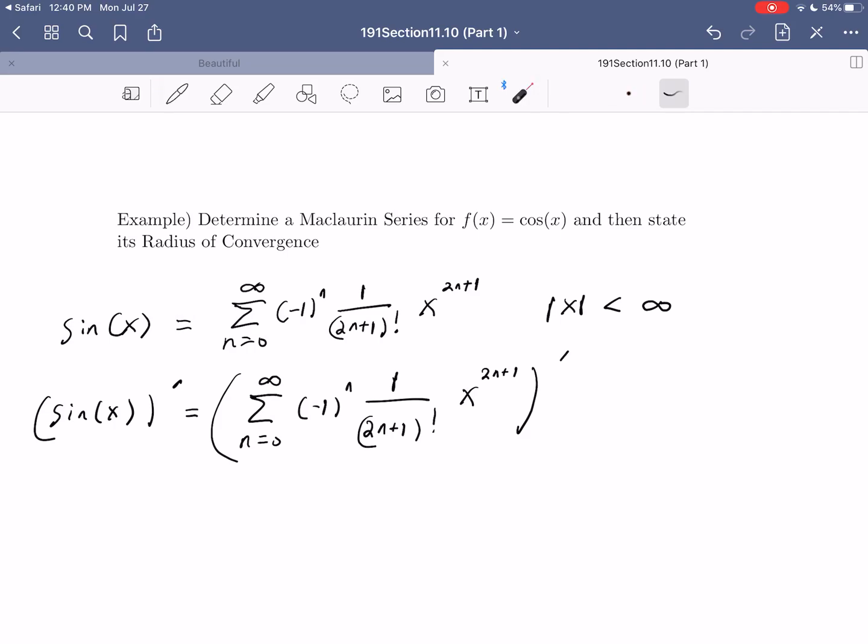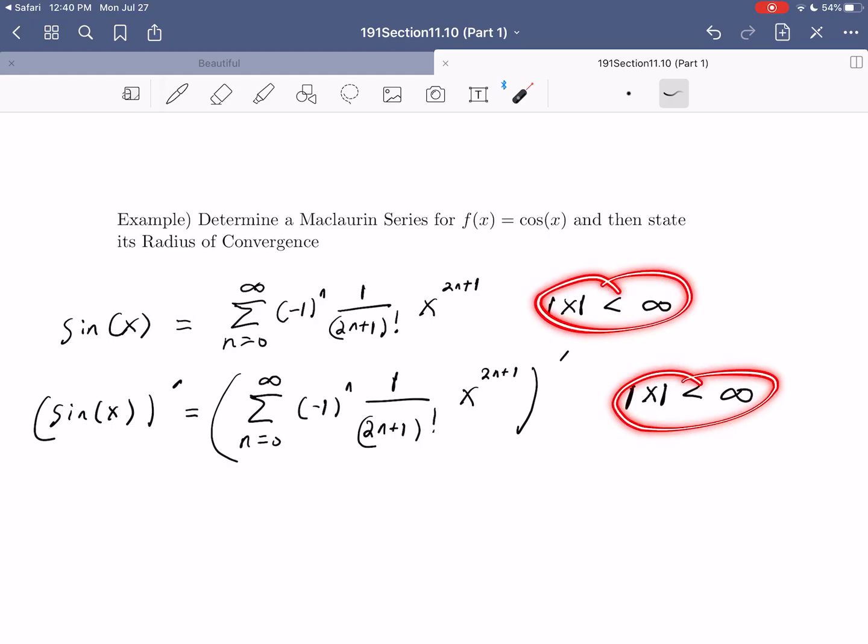Remember, differentiating and integrating do not change the radius of convergence, so this will continue to be absolute value of x less than infinity. Notice I put that subtly into the wording here. It said state its radius of convergence. We won't need to determine the radius of convergence because we can just use the previous one and our knowledge that the derivative doesn't impact that.